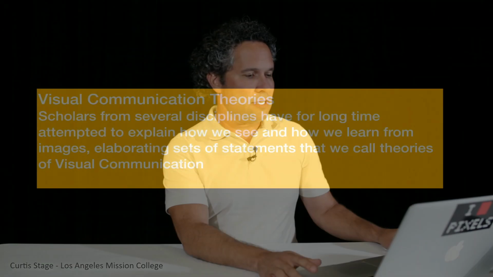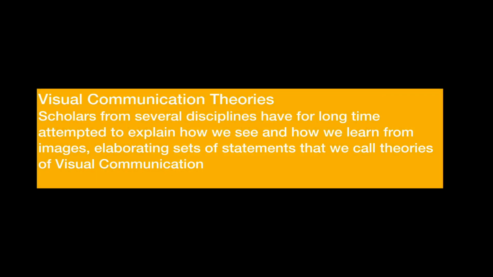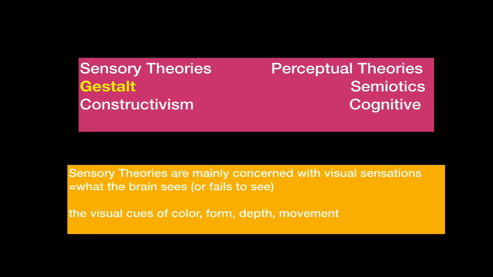So one of the things that you think about when you think about visual communication theories is that they come from several disciplines sometimes. It's not always coming out of design. In fact, Gestalt theory came out of psychology originally. But these are ways for scholars to attempt to explain how we see and how we learn from images. And it elaborates a set of statements that we call theories of visual communication. And we're going to talk about four of those in this class. Today we're only going to talk about Gestalt.